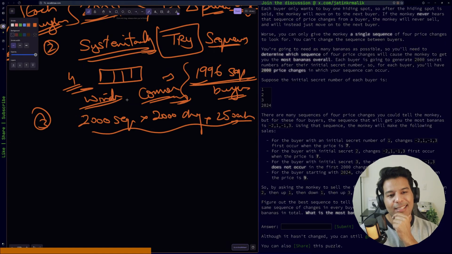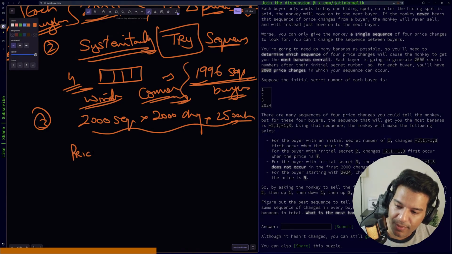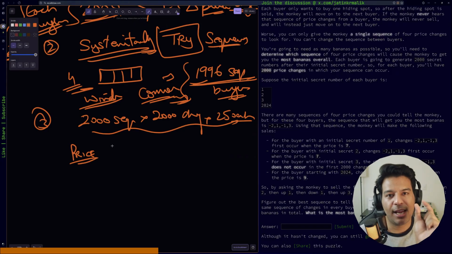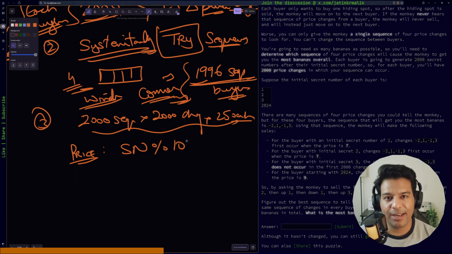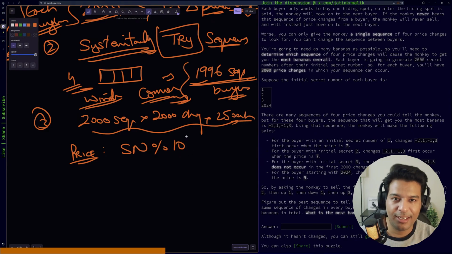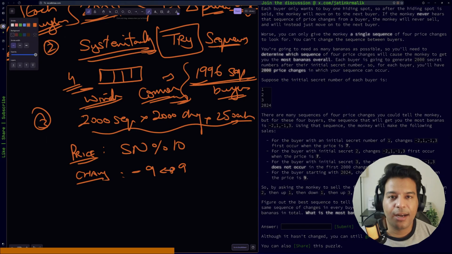And I think this is the interesting part, because one thing I was able to quickly see is that when we talk about the price change, since the price is always the last digit of your secret number, which is in a way the secret number mod 10, because anytime you divide a number by 10, the remainder is the last digit, your price change will always be between -9 and 9, somewhere in between that, where you have to calculate that.